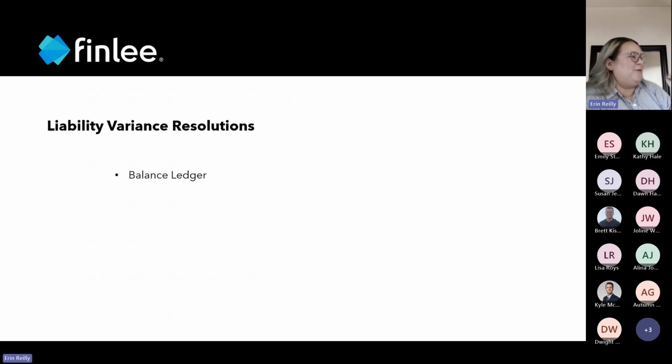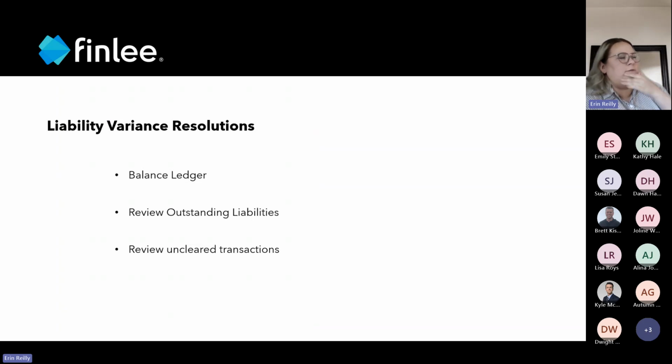But the general ways that you resolve liability variances are by balancing your ledger, reviewing outstanding liabilities, and reviewing unclear transactions. Those are like the three main points that I always have clients reference first.